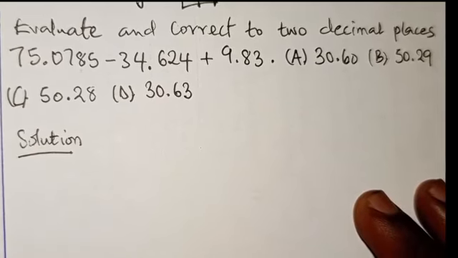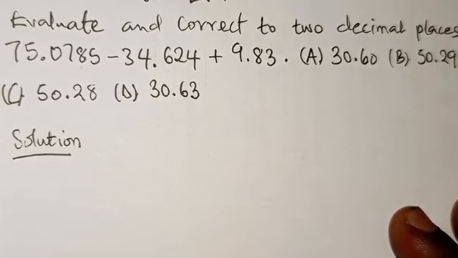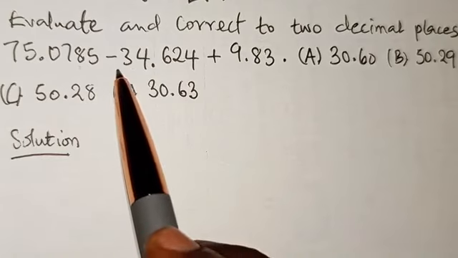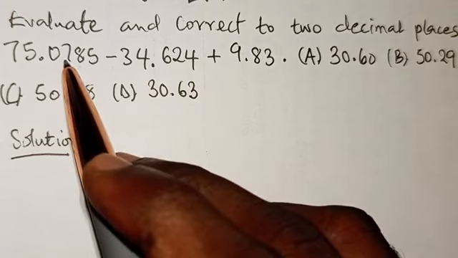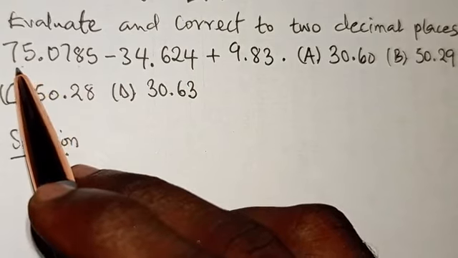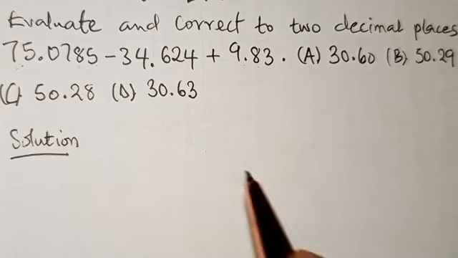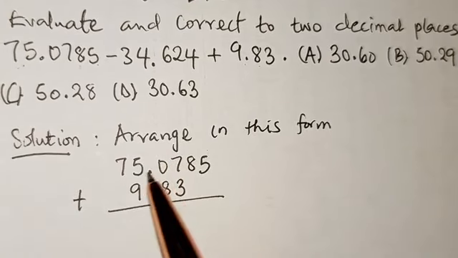Number 4. The question says evaluate and correct to two decimal places 75.0785 minus 34.624 plus 9.83. We have the options. So you can see that we have mixed operation here, addition and subtraction. So we are going to attend to addition first, therefore we're going to take this one and the last one here first. So we are going to arrange them in this form.